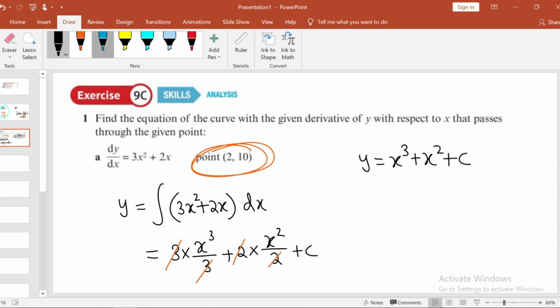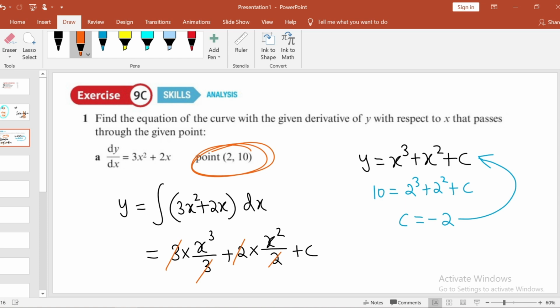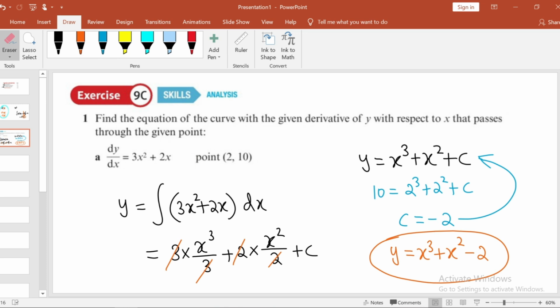Replace y by 10, x by 2. 10 is equal to 2 cube plus 2 square plus c. 2 cube is 8, 2 square is 4, 12 goes to the other side, c is negative 2. Once you got the value of c, plug in the value here and write the function y is equal to x cubed plus x square minus 2. That's the function. That's why we call it finding functions.